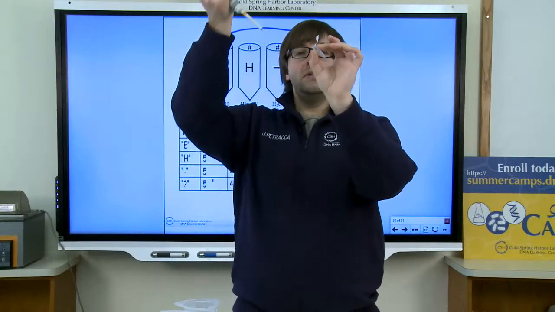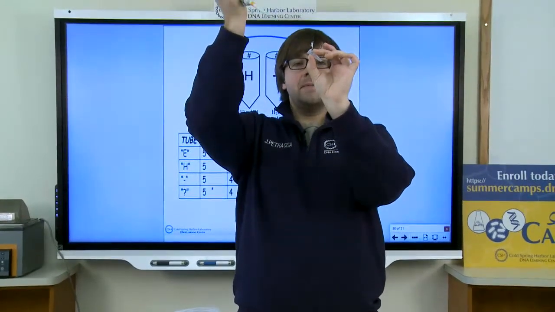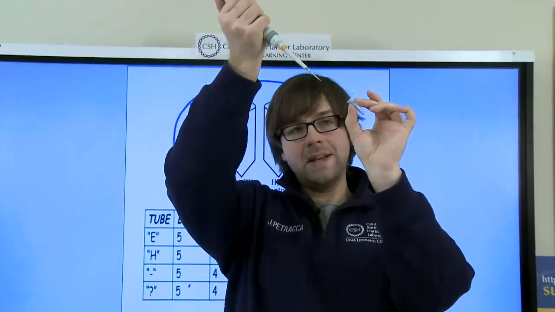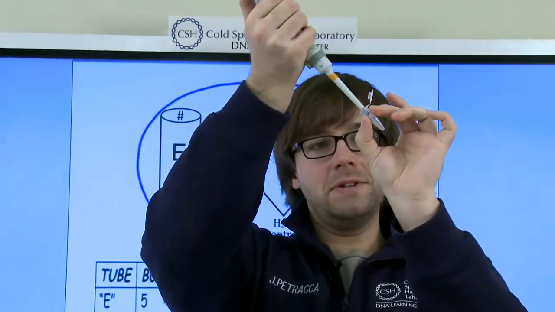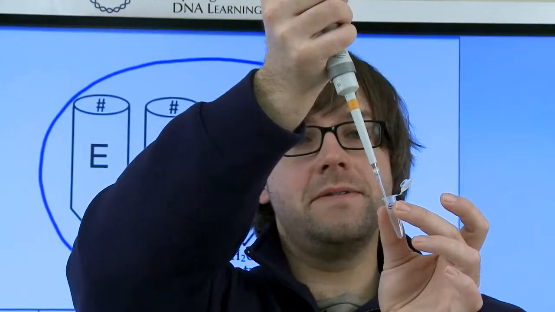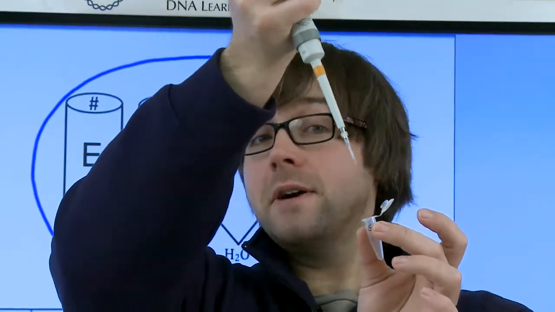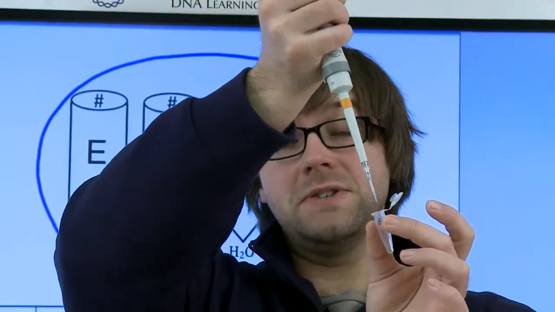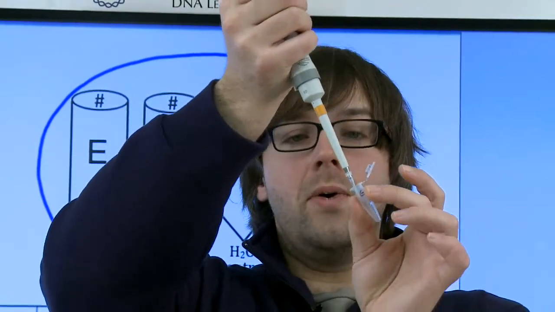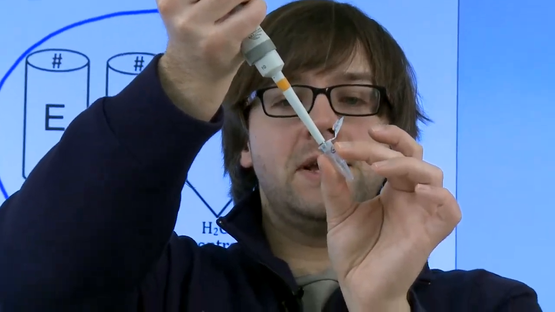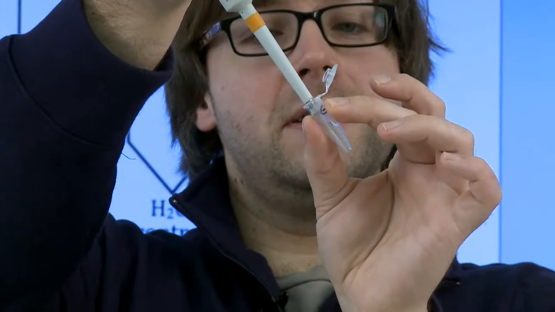I'm going to pick up my E tube and hold it up to my face again, and I'm going to take the pipette tip all the way down to the bottom of the tube. Notice that I'm not just trying to drop the liquid in. It's a very small amount of liquid, remember. It's probably not going to just fall into the tube. So you want to go all the way down to the bottom and gently touch the bottom of the tube.